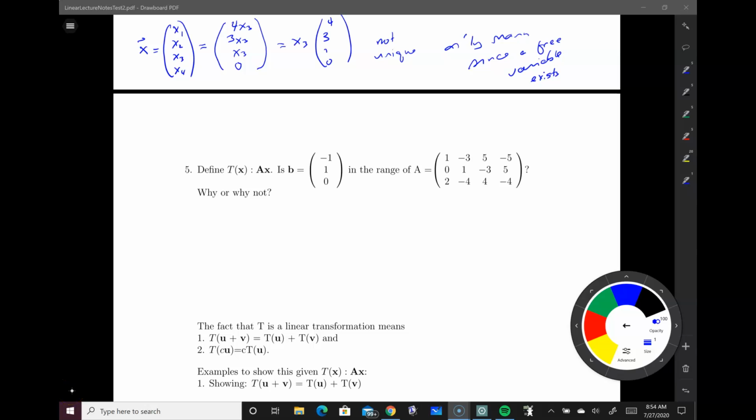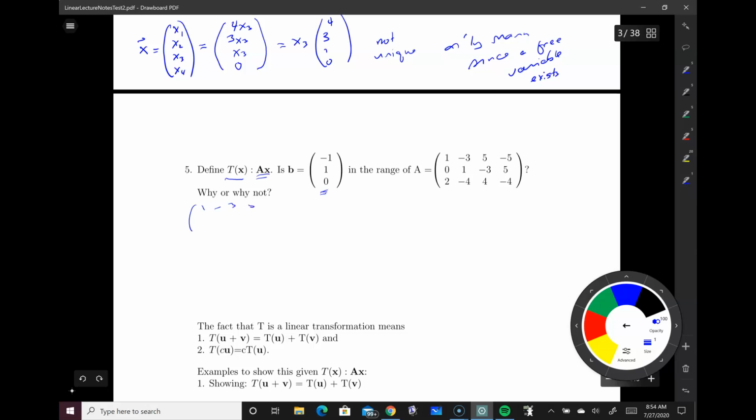All right, so let's look at this transformation that's defined by the matrix multiplication AX. Is B in the range of A? So what they're saying is, can I get to this from some X? Is there an X that works? So from the domain. All right, so let's put together our augmented matrix.